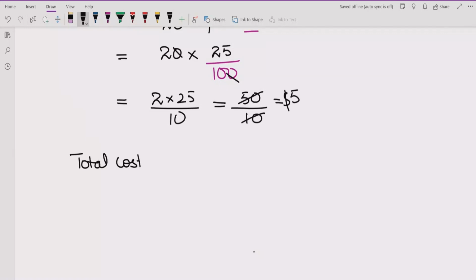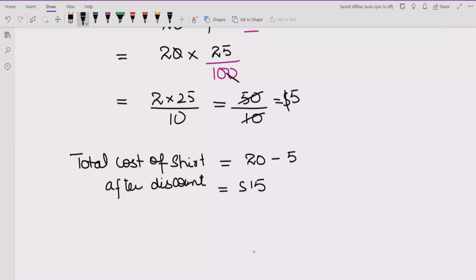Now we have to find the total cost of the shirt after discount, which equals 20 minus 5, which is $15, right? So the answer to this question is 15.